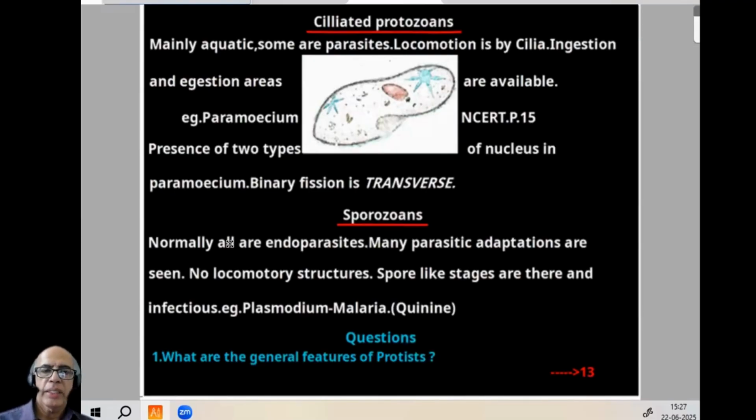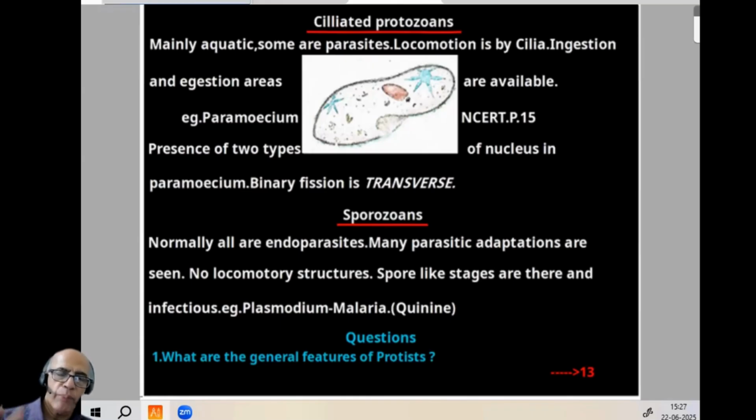Mainly aquatic, some are parasites. Locomotion is by cilia. Ingestion and ejection areas are available. Example is paramecium, NCERT figure. Presence of two types of nucleus in paramecium, and here binary fission is transverse. Famous question.